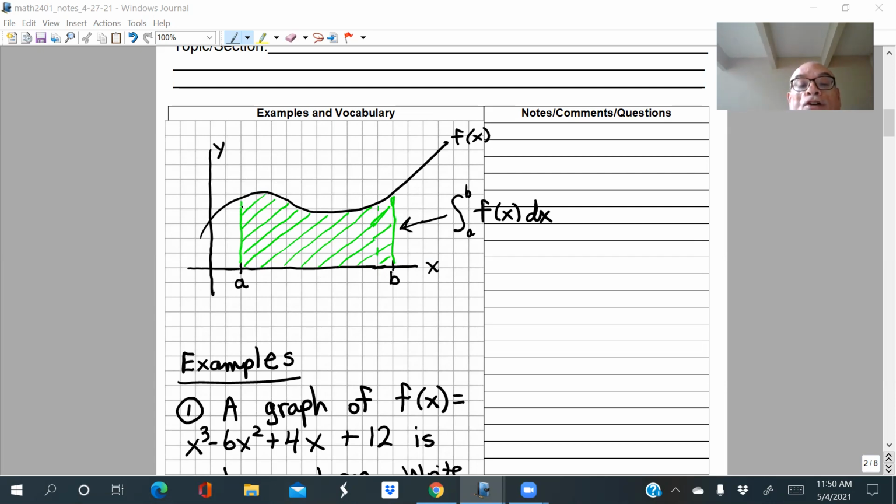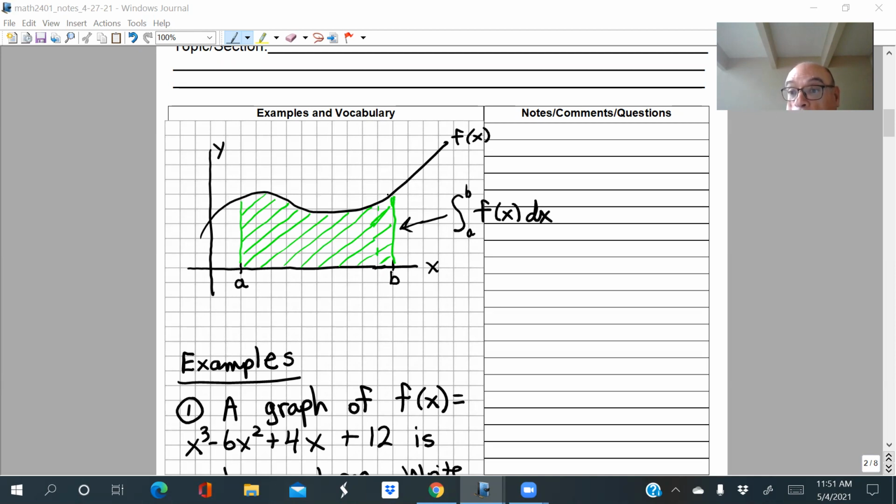Now, you can see what's difficult about calculating that area: this curve is wiggly. So this area doesn't have a regular top edge. It's not like a straight line. You have this curvy edge at the top, and that makes this problem difficult.